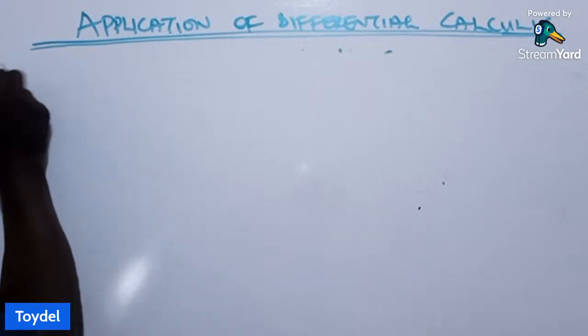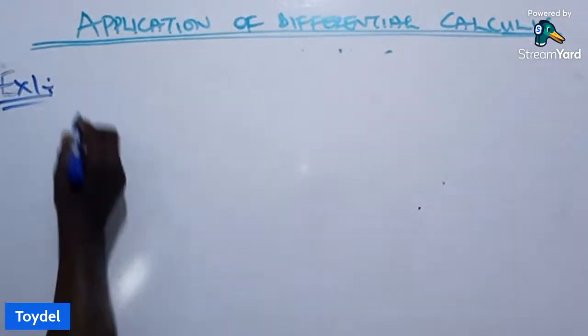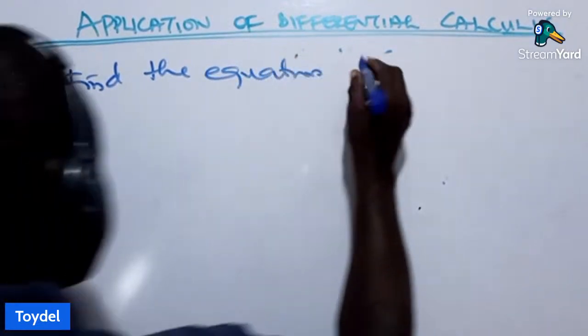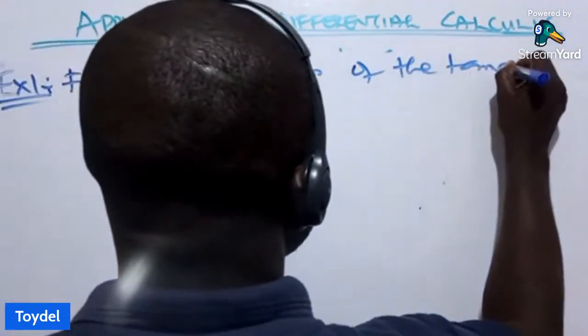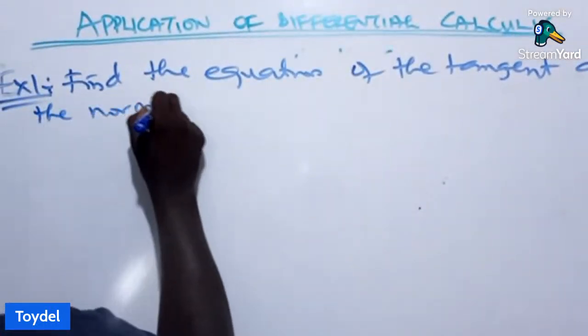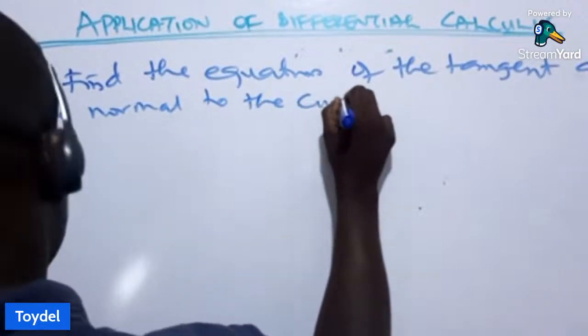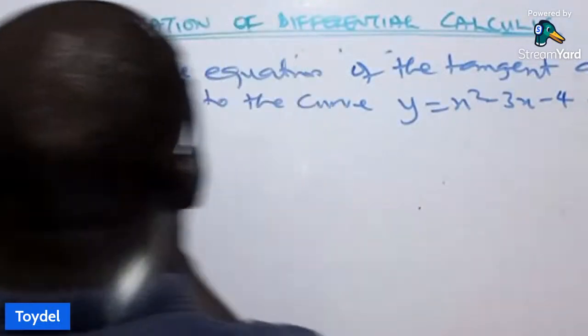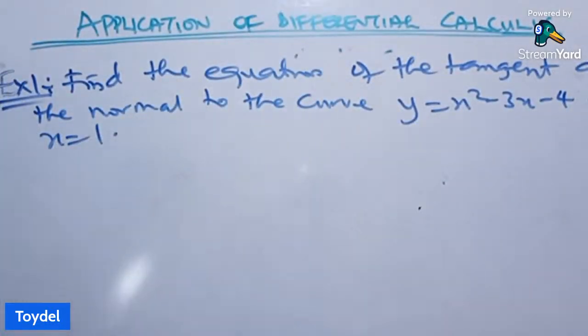Let me just use an example to explain further. Find the equation of the tangent and the normal to the curve y = x² - 3x - 4 at x = 1. That is what we are given. We must find the equation of the tangent and the normal to the curve y = x² - 3x - 4 at x = 1.